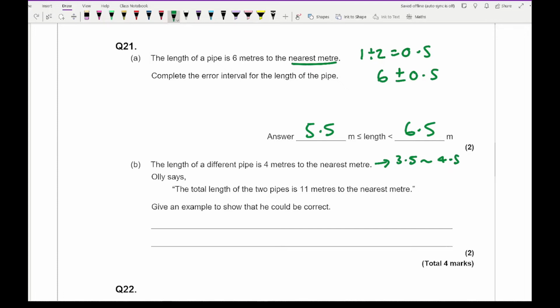So for example, a typical measurement I could have is 5.4. So if I double that, that then becomes 10.8. And this to the nearest meter equals 11. So as long as when you double the length that you've picked, it's between 10.5 and 11.5, inclusive of 10.5 but excluding 11.5, then it should round to 11.